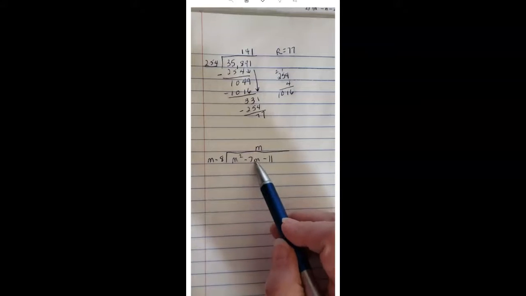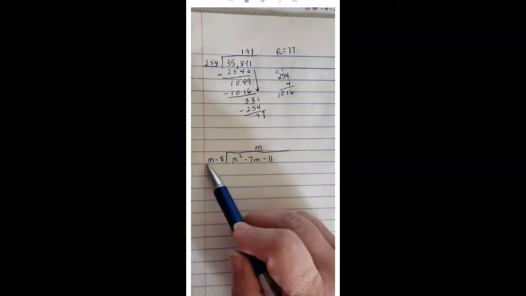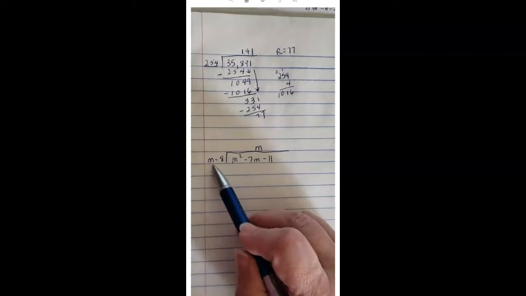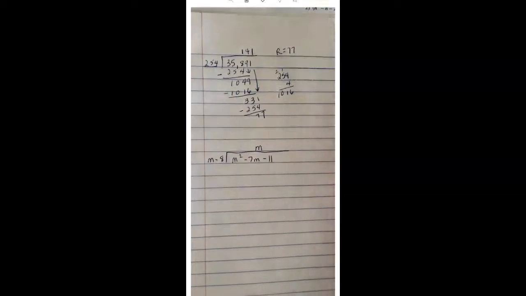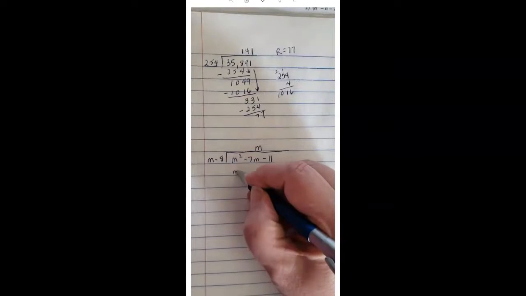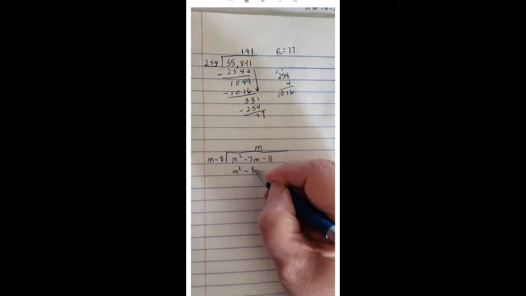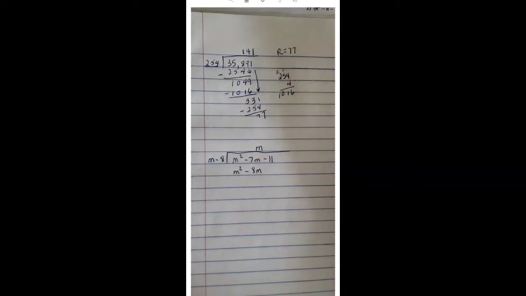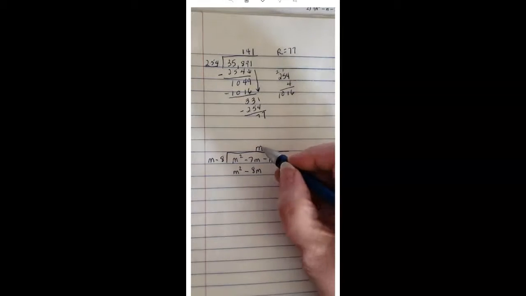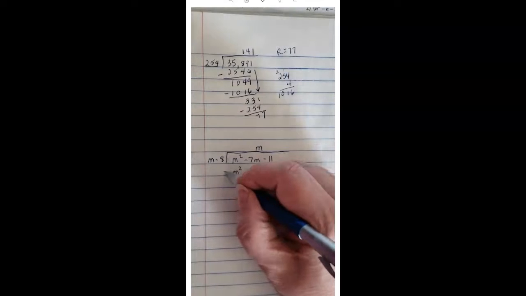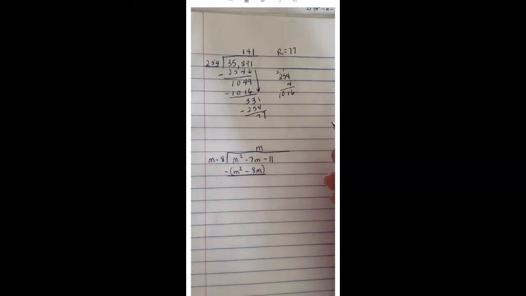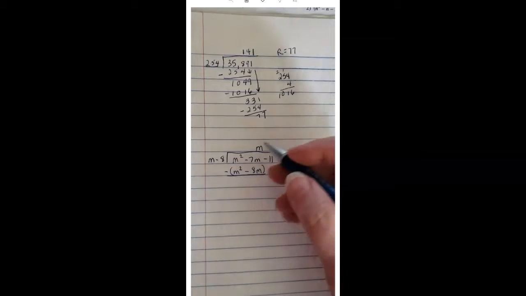Now I put it above the 7m because I know there are 2 pieces here. So when I put a number up there, I multiply it by the whole thing, which means that I'm going to get 2 parts to my answer here. Once I get done multiplying, I subtract. Now I'm going to put parentheses around there just because I like to use that to keep things safe. But for now, I'm just going to go ahead and subtract.